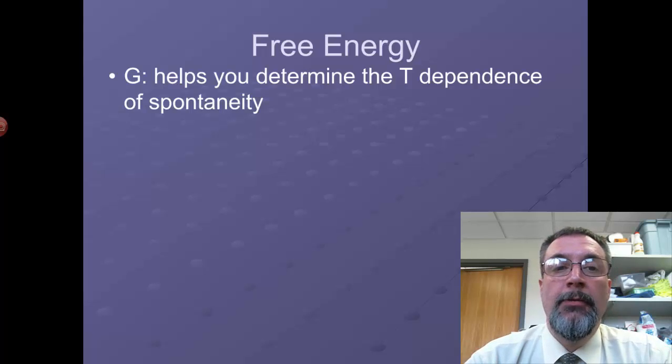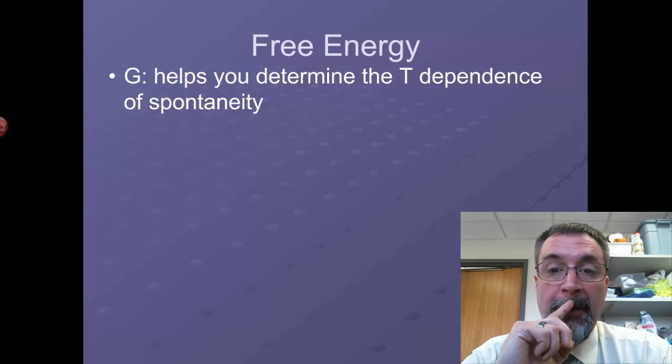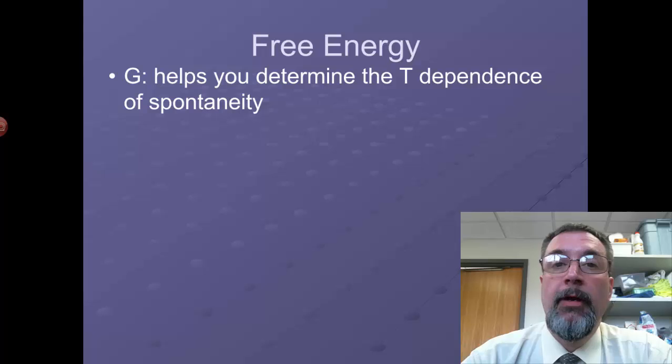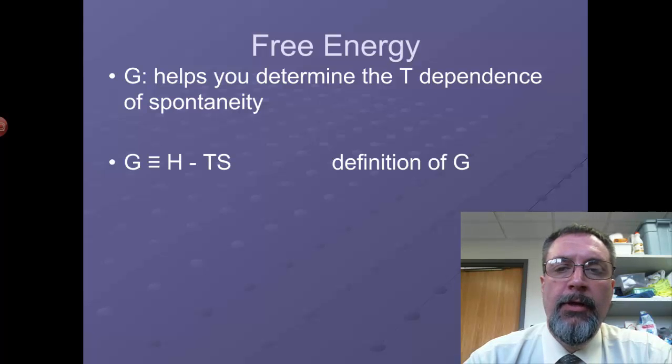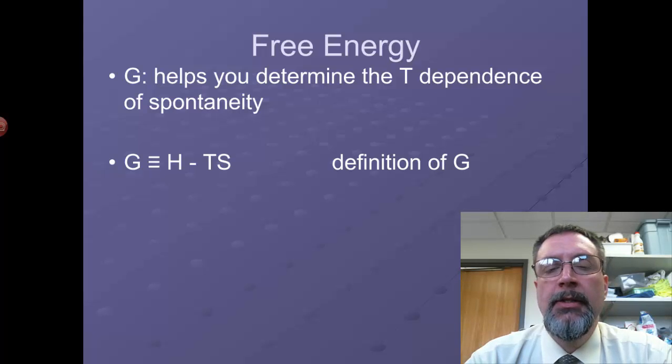So it's represented by the letter G. Again, it's a state function, and it helps you to figure out the temperature dependence of spontaneity. In other words, whether temperature is an important factor or not. The definition of Gibbs free energy is that it is equal to the enthalpy H minus the product of temperature and entropy.